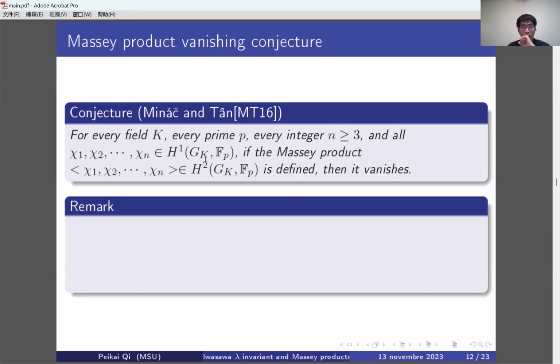So here G_K is the absolute Galois group of K. You can see there is some difference between his conjecture and our case. He takes G_K, the absolute Galois group, but for us, our group is G_K^S, the maximal extension unramified outside the primes P. So we don't take the absolute Galois group; we have some ramification. This is one difference.